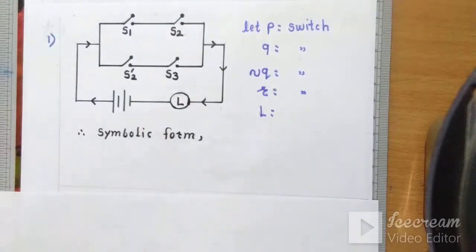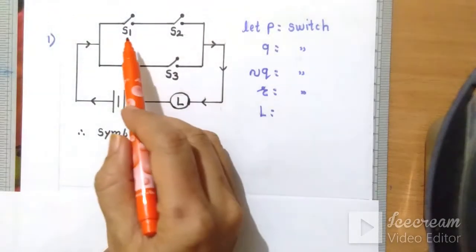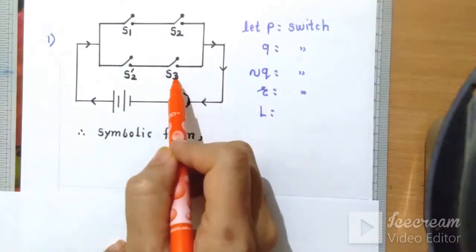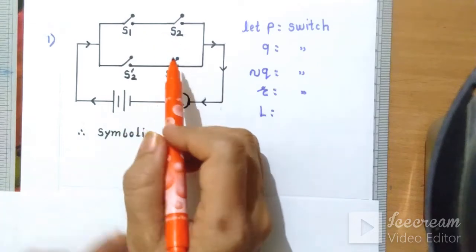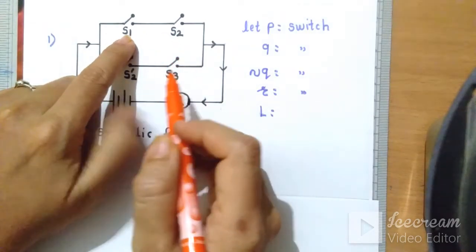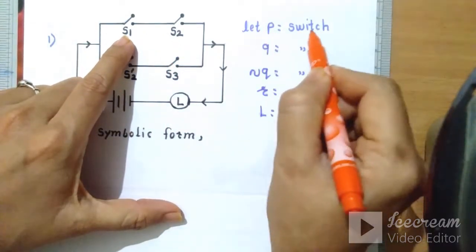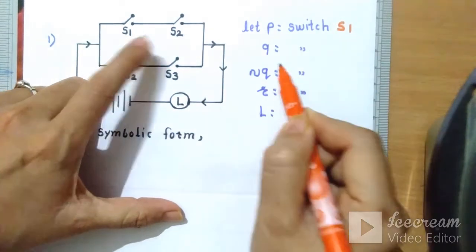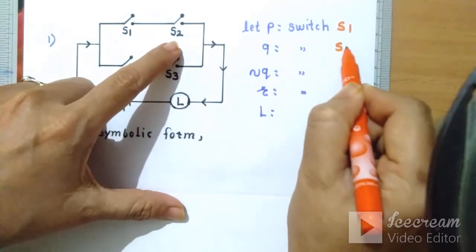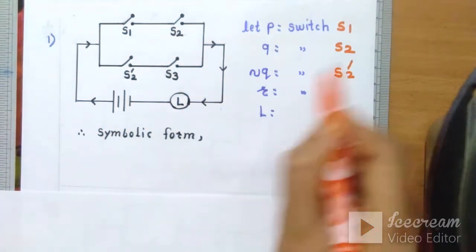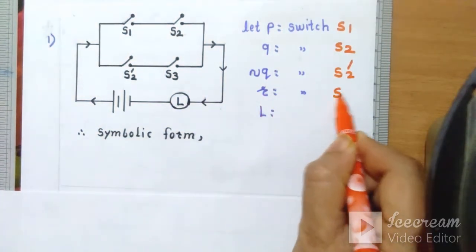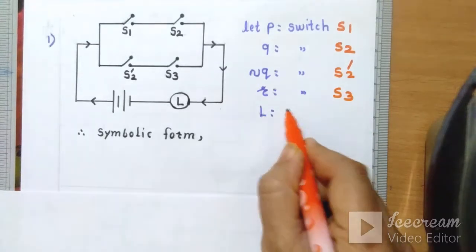Look at the first circuit diagram. Here we can observe there are 4 switches and we have to mention the statement letter for this. So S1 corresponds to P, so we will write P. Switch S1. Q means switch S2. Negation Q means S2 dash. R means switch S3 and L means the lamp.